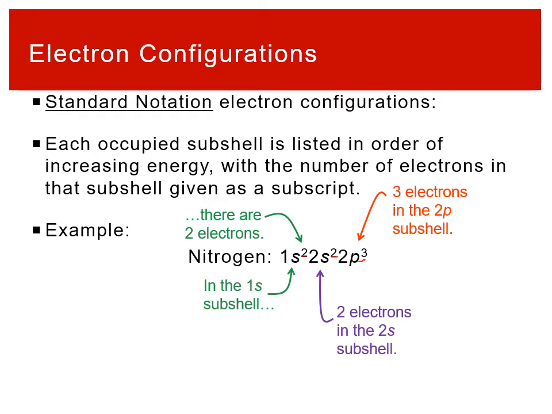So we can see that this is a complete count of all of the electrons in there. Nitrogen is atomic number 7, so a neutral atom has 7 electrons. If we add up those exponents, 2 plus 2 gives you 4. You add 3, you hit 7. So that's all of the electrons.